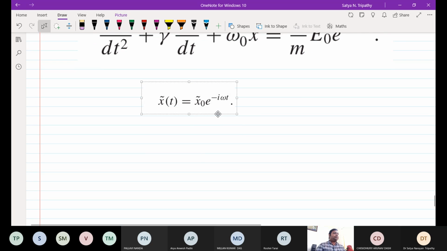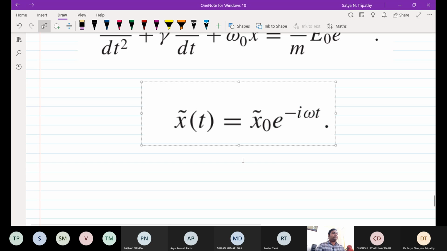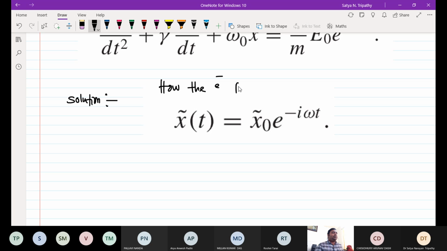So this is the solution. What this solution tells me is how the electron is vibrating, how the electron's position changes with time, right? Basically, this is the position, this is the time. So how the position changes with time, and it says this will be an oscillatory form, right? So this is basically the solution.